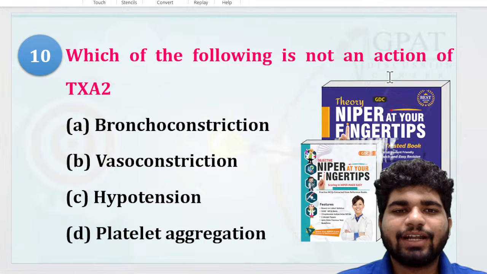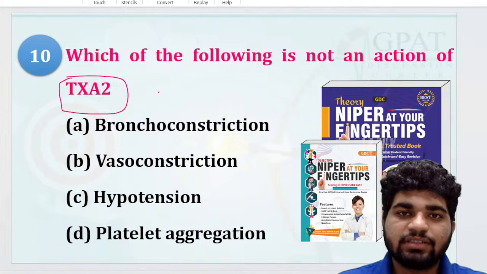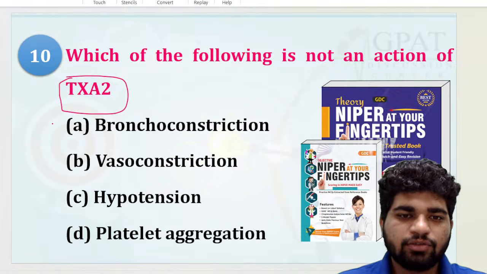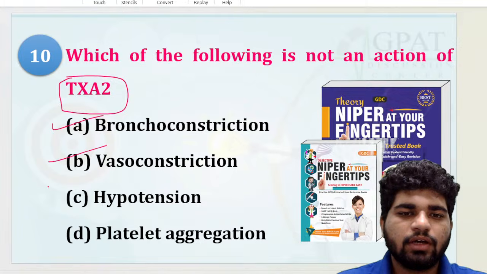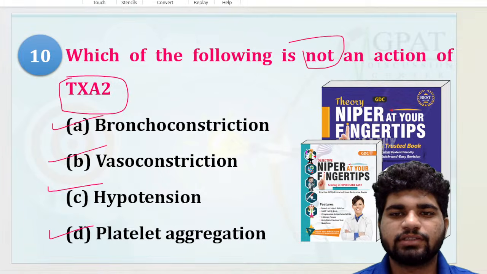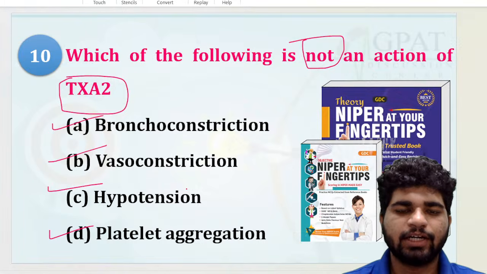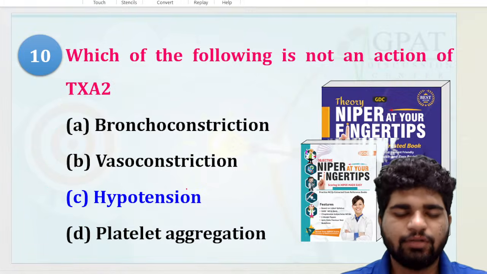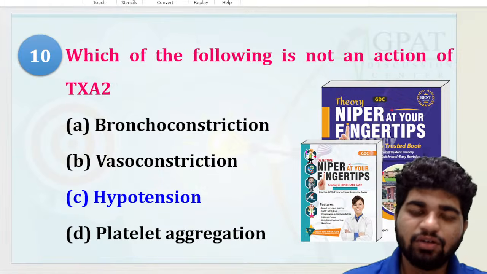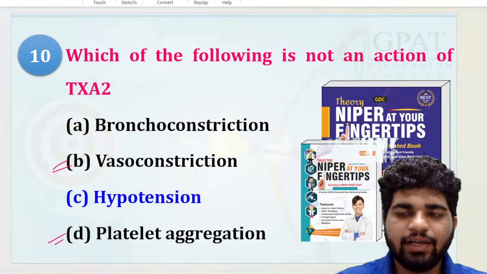Now, which of the following is not an action of TXA2? TXA2 is synthesized by thromboxane synthase through the arachidonic acid pathway only. So bronchoconstriction, vasoconstriction, hypotension, or platelet aggregation, which is not an action of TXA2? That is nothing but hypotension. It doesn't cause hypotension, but may increase the BP, because vasoconstriction and platelet aggregation will lead towards high BP, right?